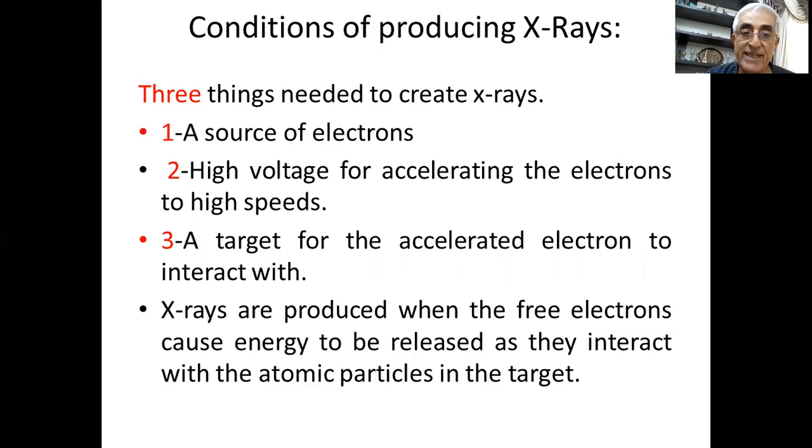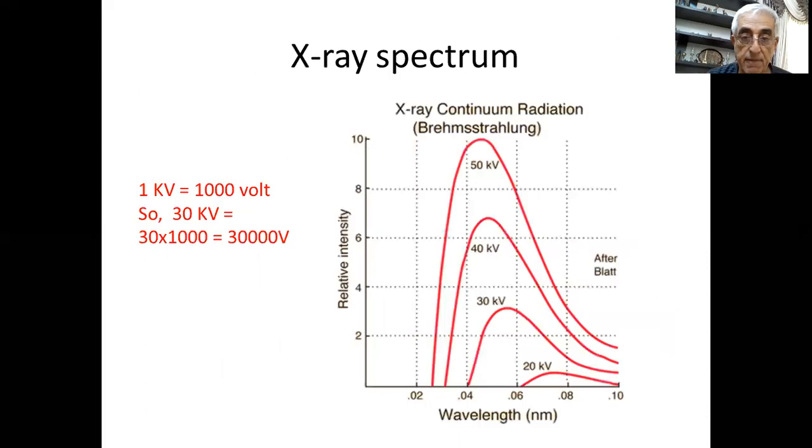Conditions for producing X-rays. Three things are needed to create X-rays. 1, a source of electrons. 2, high voltage for accelerating the electrons to high speeds. 3, a target for the accelerated electrons to interact with. X-rays are produced when the free electrons cause energy to be released as they interact with the atomic particles in the target. And this is an X-ray spectrum after production.